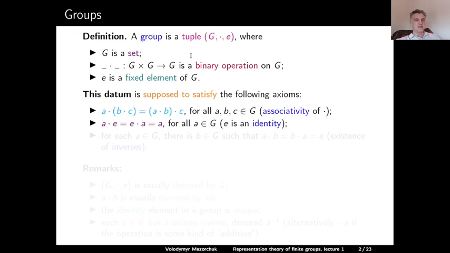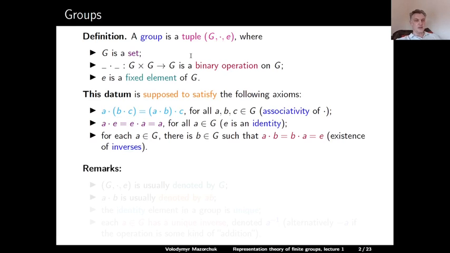The next axiom is that our fixed element E should be an identity element in the group. This means that multiplying E with any other element A, both on the left and on the right, results in the element A. And the final axiom requires existence of the so-called inverse elements. This means that for each element A, there should exist an element B such that the product of A and B in any order gives the element E, the identity element.